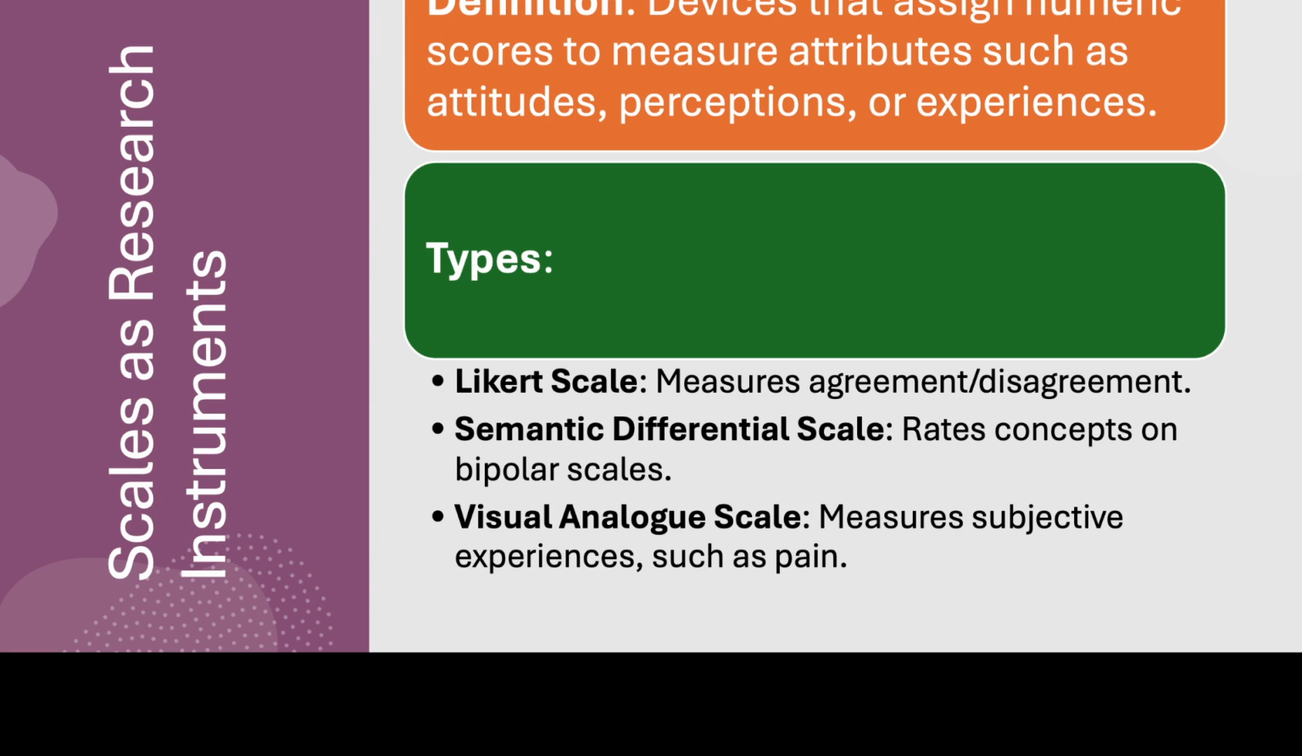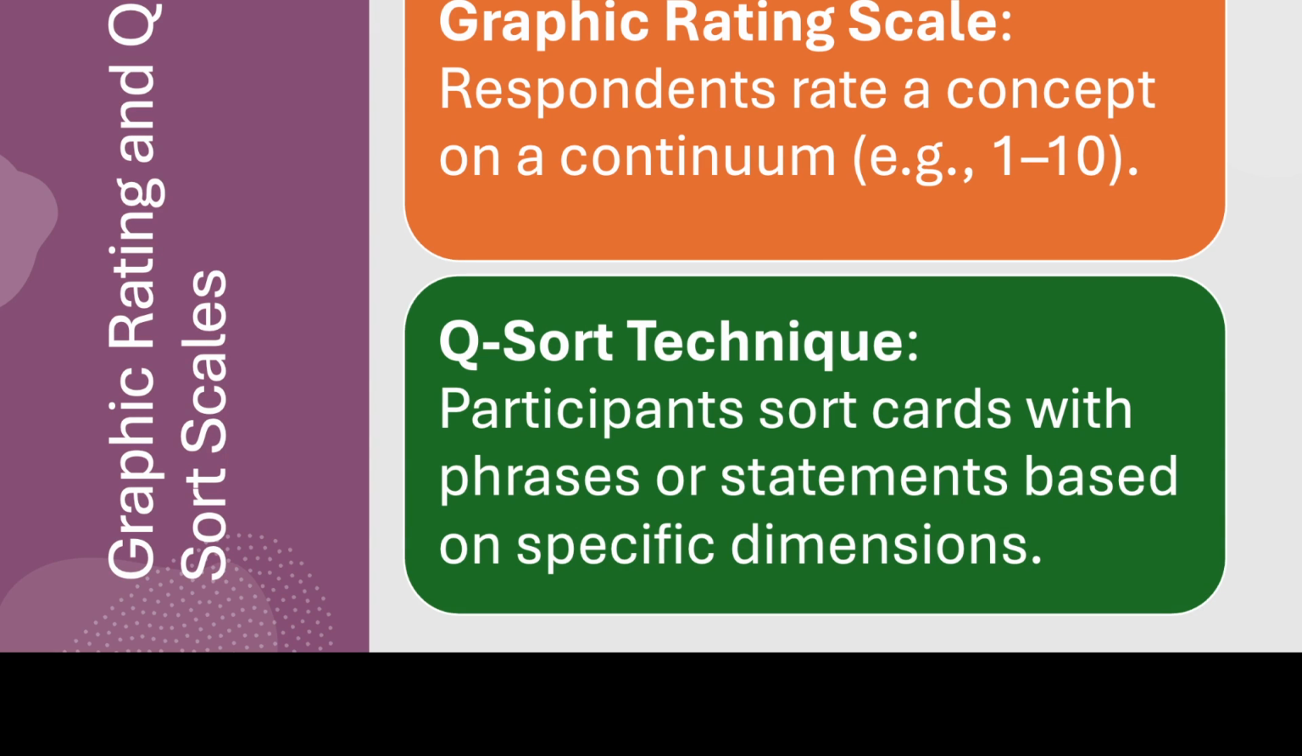You also have your differential scale, the semantic differential scale, which rates a concept on a bipolar scale. And for those patients who have pain, there is your visual analog scale, which measures subjective experiences such as pain felt by your patient. Usually this is being used in the hospital setting. We also have the graphic rating and the Q sort scales. The respondents rate the concept on a continuum of 1 to 10. So that's the graphic rating scale.